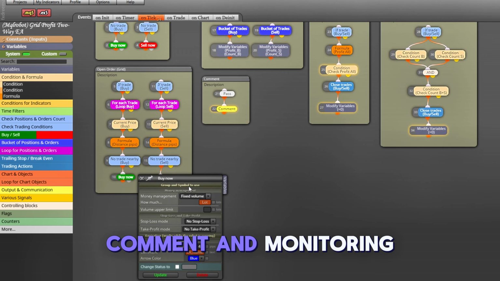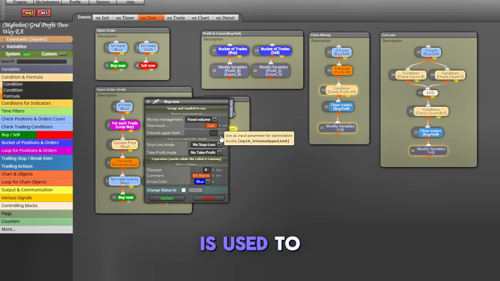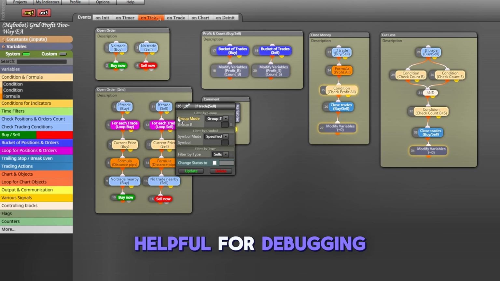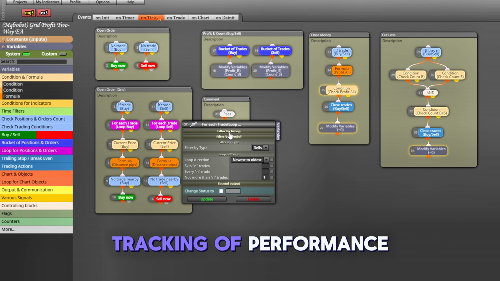Comment and monitoring. A comment block is used to display system status or pass certain information to the chart, helpful for debugging or real-time tracking of performance.